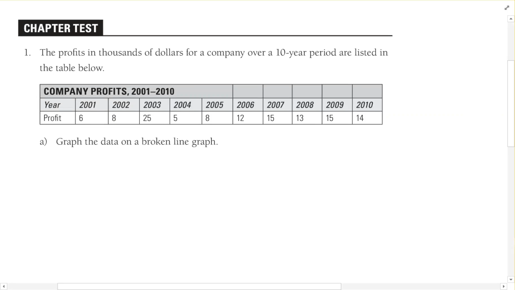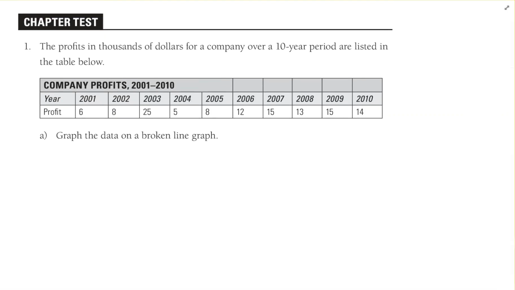Okay, let's get started. So number one, the profits in thousands of dollars for a company over a 10-year period are listed in the table below. So we've got the year going across this way and we've got profits going across the bottom. So graph the data in a broken line graph.